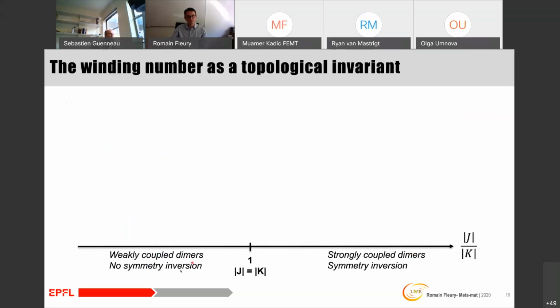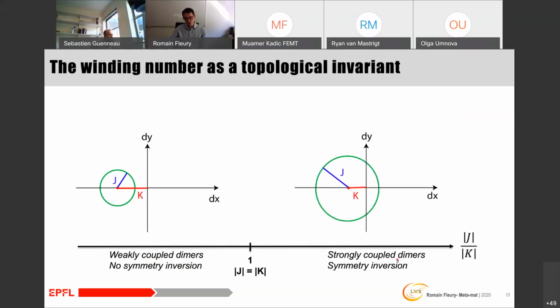Okay. So now we are ready to look at what happens in our two regimes. So let's look at this. This is the weakly coupled dimer regime. So we didn't have any symmetry inversion on the band. What happens here? Well, the circle in the dx, dy plane, in the space of 2 by 2 Hermitian matrices, is like this. Okay. So now let's look at the other regime, the strongly coupled dimers, the one that had a symmetry inversion. Now our circle is like this. If you look closely, there is something fundamentally different between those two situations, because this circle encircles the origin here, whereas this one does not.